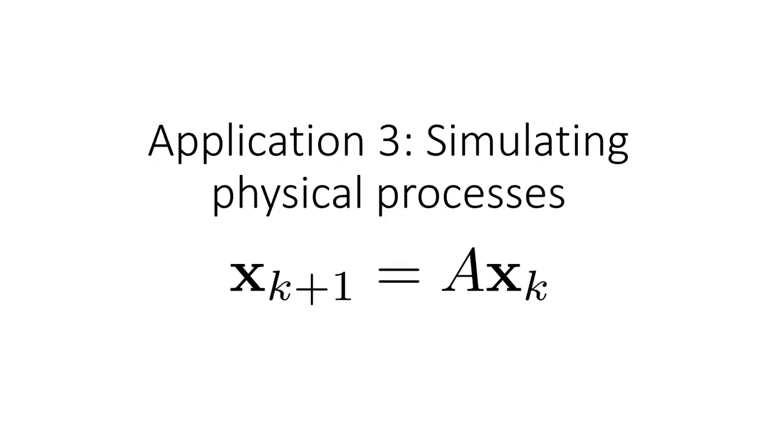That brings us to our third application, simulating physical processes. These sorts of simulations are often implemented by taking some vector xk, which represents the state of a system at a particular point in time, and then multiplying by a matrix A to get a new vector representing the state at some future point in time.